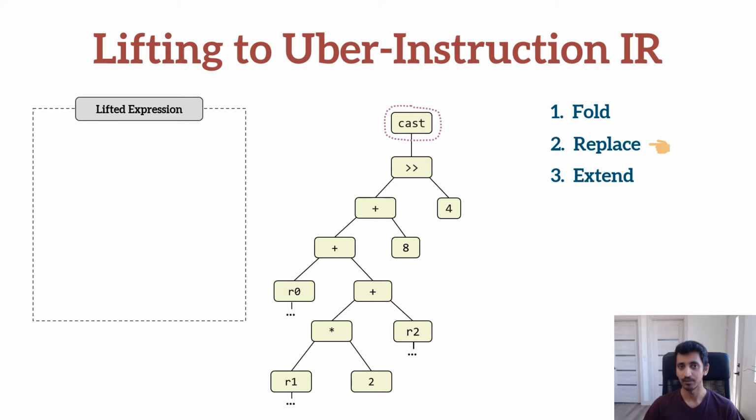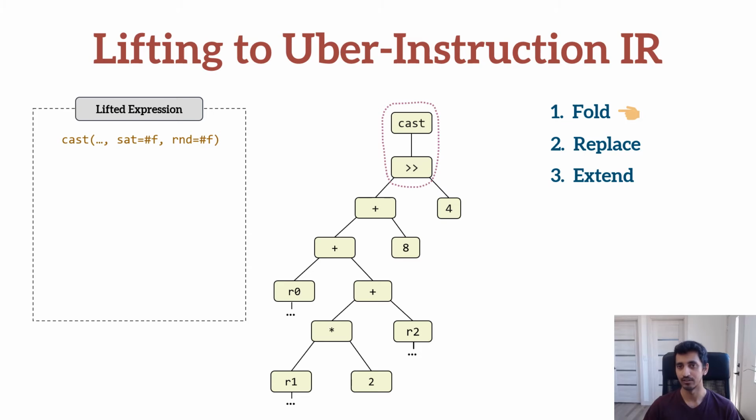In the replace step, we try to replace the last uber instruction in our lifted expression. Once again, there is nothing to replace yet, so we move on to the third and final step, extend. In this step, we synthesize a new uber instruction that can represent this operation and add the synthesized uber instruction to our lifted expression. In this step, the synthesizer returns the cast uber instruction with the rounding and saturating flags set to false.